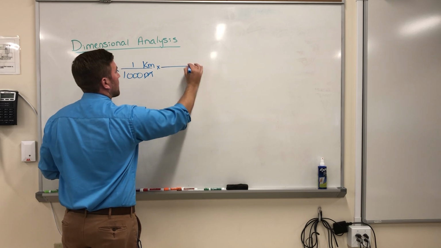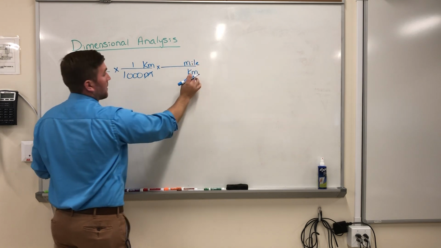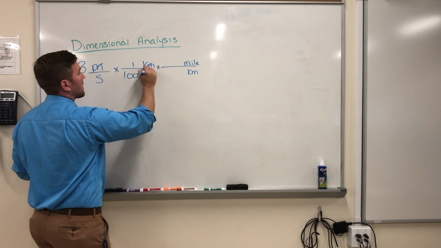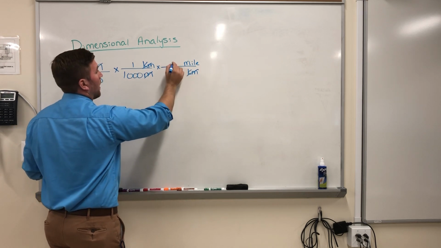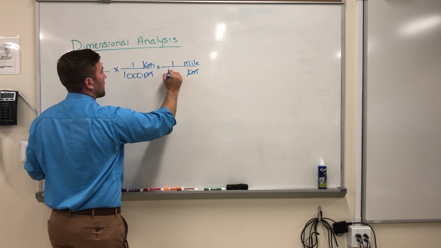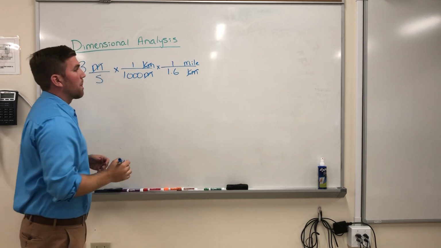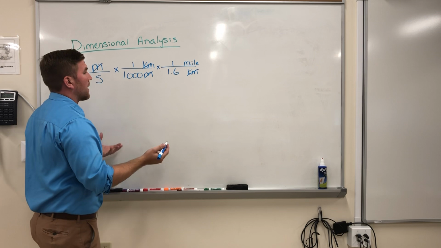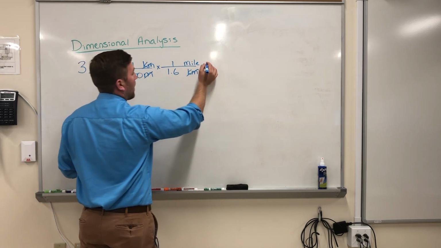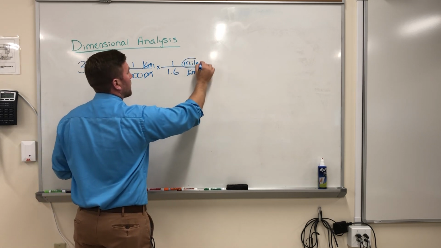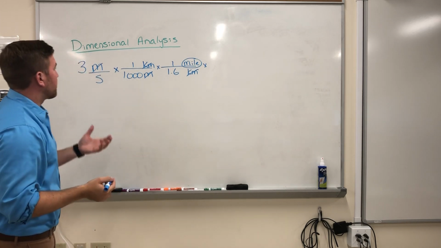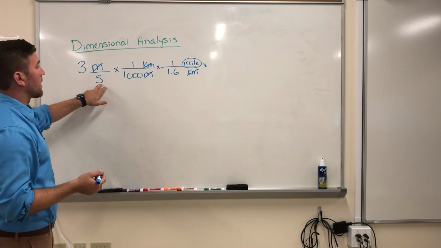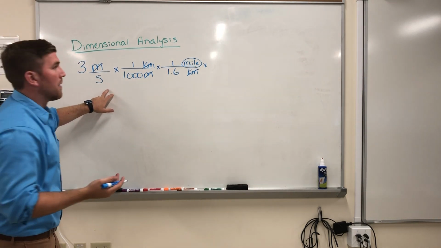So kilometers needs to go away, which means it needs to go on the bottom of the fraction to cancel out. So I know that in 1 mile, there's 1.6 kilometers. So that is one of my ratios that I know. So now the top of my fraction is fine. I'm in miles. But right now I'm in miles per second. So the seconds have to go as well.